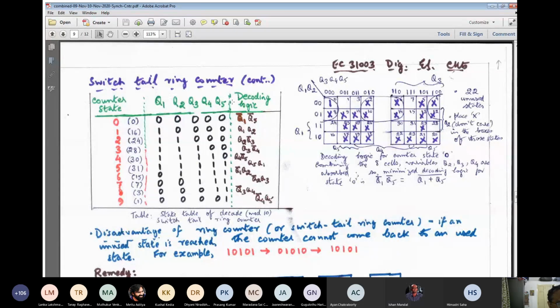And you see that 5 variables are there, in all 2 to the power 5 or 32 states are possible, but you are using only 10. So 22 states remain unused. That's why when you have to work out the decoding logic, there will be 22 X's in the 5 variable Karnaugh map, and that is a huge benefit. That leads to a lot of simplification. Okay, right?